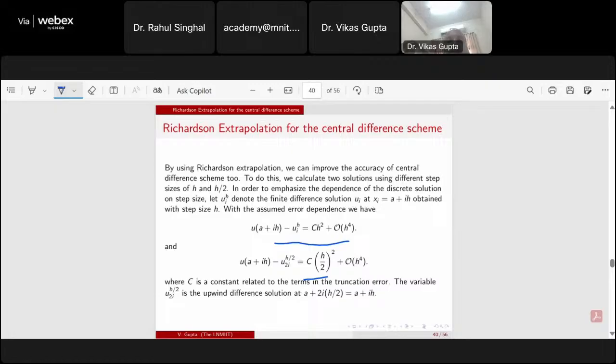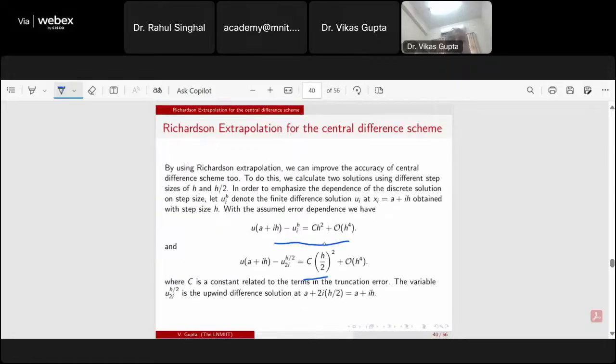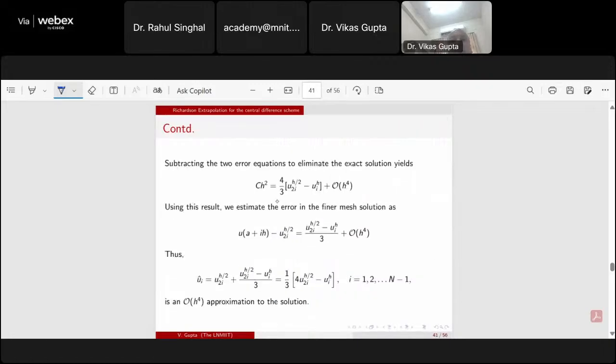Now we subtract the second equation from the first equation to eliminate the exact solution u(a+ih), and we get this equation: Ch² is equal to 4/3 into u_{2i}^{h/2} minus u_i^h plus order of h to the power 4. Ch² minus Ch²/4, that is 3/4 Ch². So we get 3/4 Ch² is equal to u_{2i}^{h/2} minus u_i^h plus order of h to the power 4.